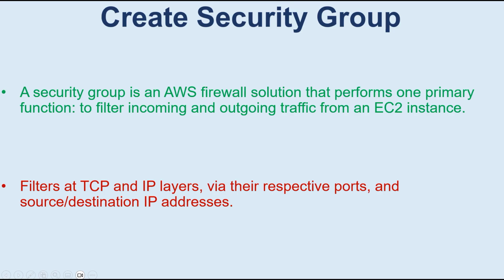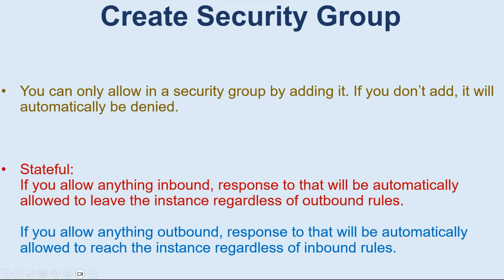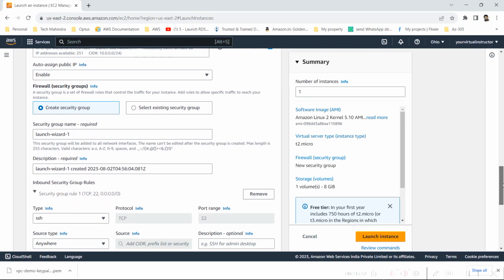Here are some points about security group. Next comes the security group. Here I will be creating a new security group. So a security group is a firewall in which you can filter the traffic at the TCP/IP layer on the respective ports to the EC2 instances. In the security group, you can only allow the traffic. The rest of the traffic which you have not mentioned will be automatically denied.